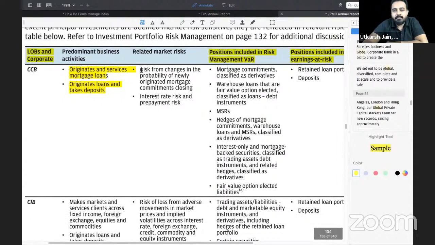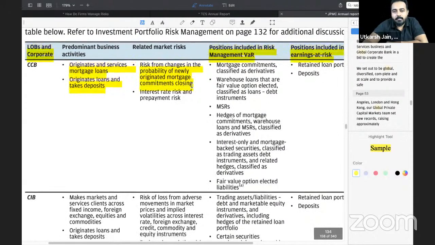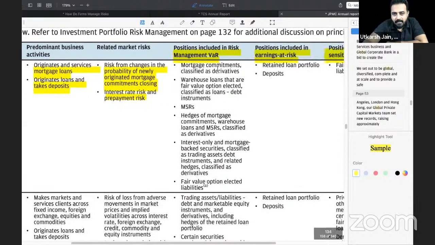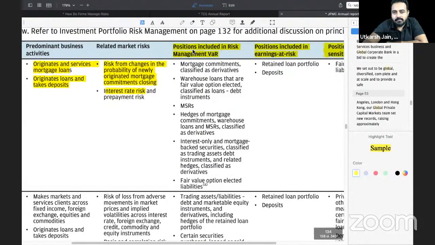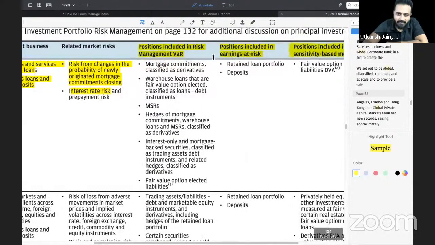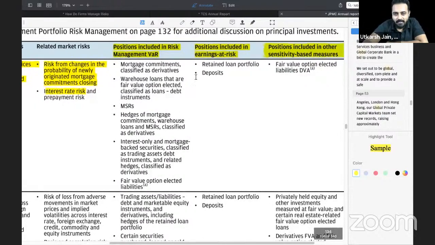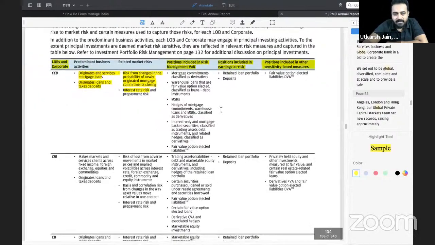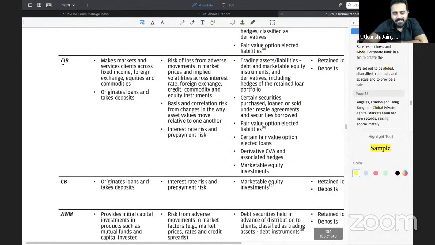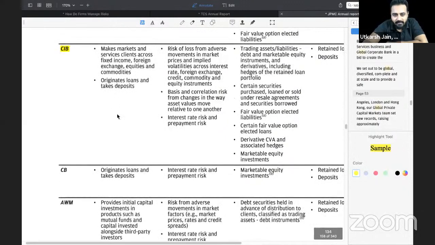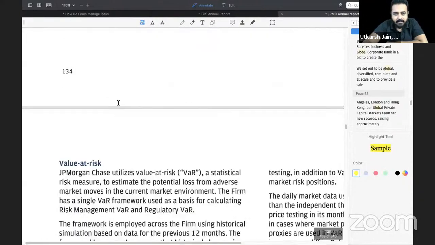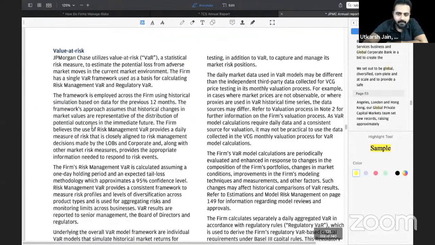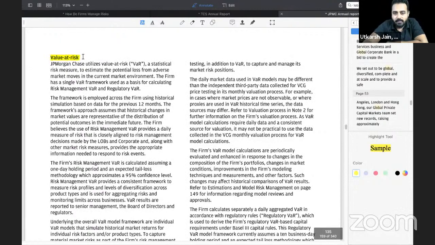Risk from changes in profitability of newly originated mortgages, interest rate risk, prepayment risk. And then they've listed a ton of activities and positions included in the management of VAR. We'll have to study this in depth. We can't have an overview, but we get some idea of how it is done, right? And then they have a CIB line of business, and they have explained that, and AWM, corporate, and so on and so forth. Okay, there's good documentation on value at risk as well.